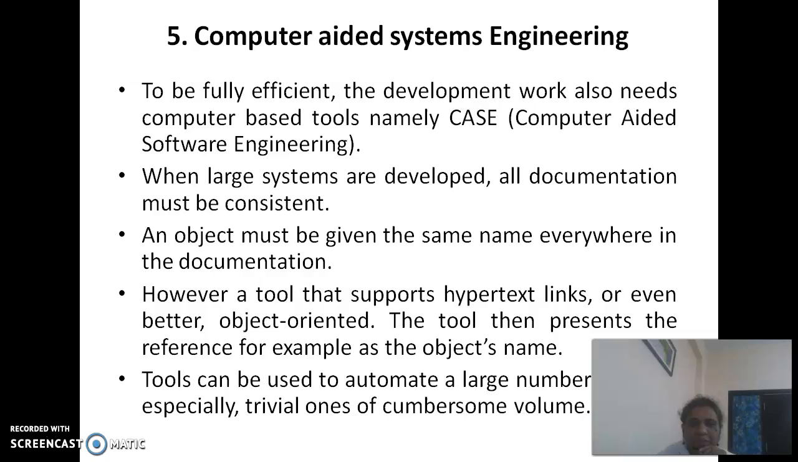When large systems are developed, all documentation must be consistent. An object must be given the same name everywhere in the documentation. However, a tool that supports hypertext links is even better for object orientation, a tool that presents the reference, for example, as the object's name. Tools can be used to automate a large number of tasks, especially trivial ones of cumbersome volume.